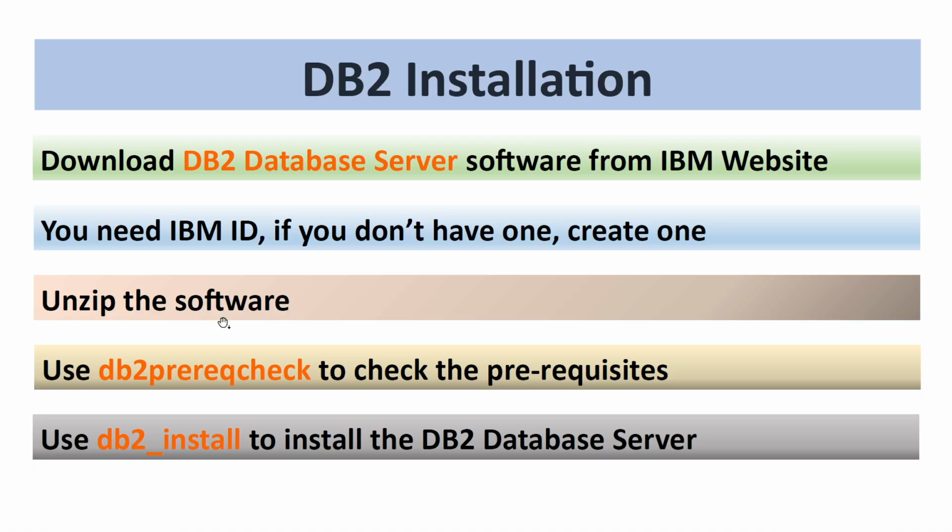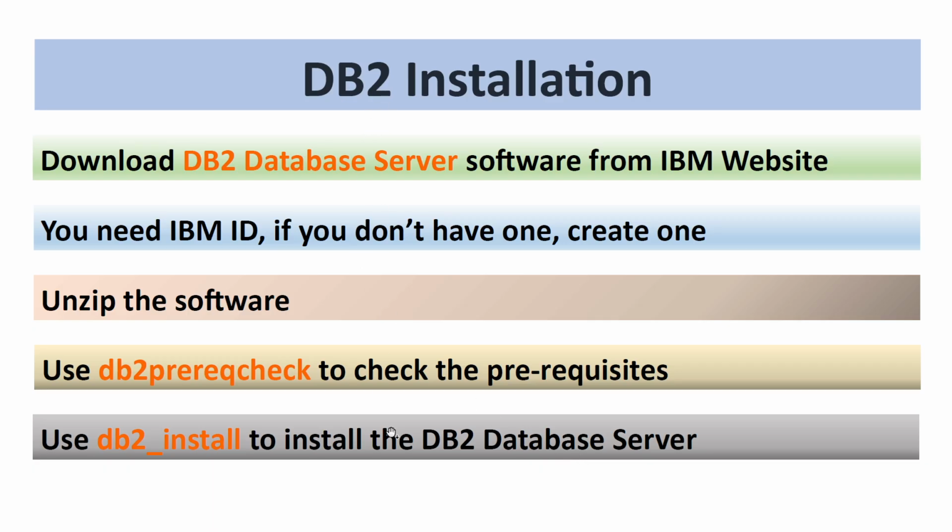Once you unzip the software, you will find a utility called DB2 prerequisite check. Use it to check the prerequisites, which means checking whether the operating system where we are going to install DB2 meets the requirements. Does it have all the necessary packages? If it does not, the DB2 prerequisite check will inform us about the missing packages, and then we can take action. Once the prerequisite check is completed successfully, use db2_install to install the DB2 database server.